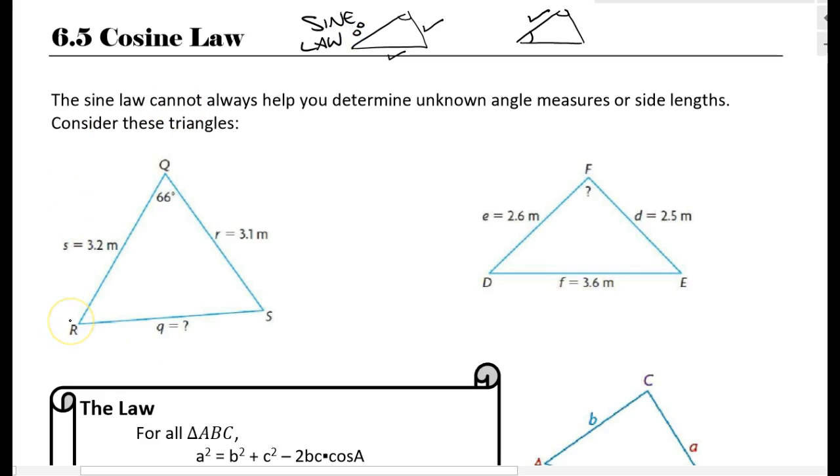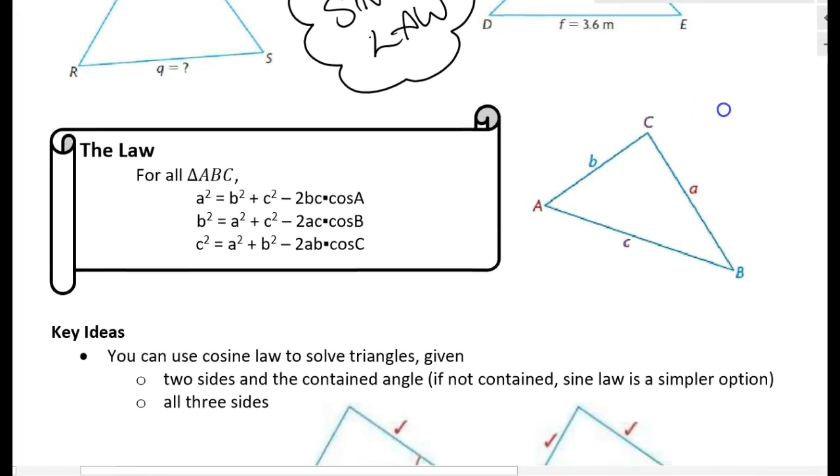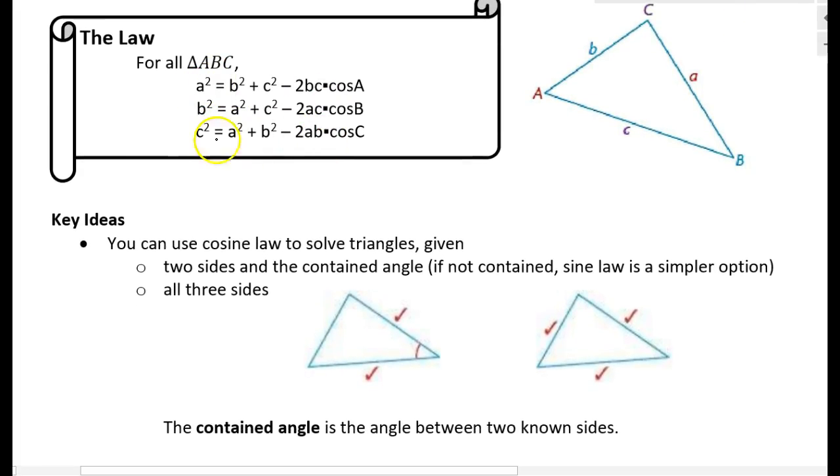So case one is when we have the two sides that form an angle. Case two is when we have the three sides and no angles. In both of those scenarios, we cannot use sine law. So what do? Well, we use cosine law instead. There's three variations of it depending on how things work out. This is our law though.